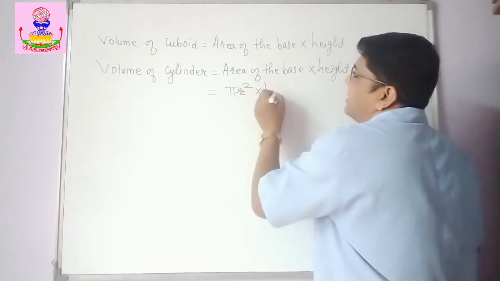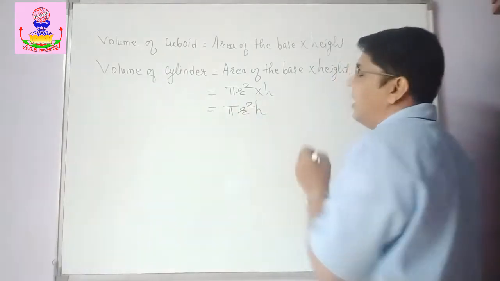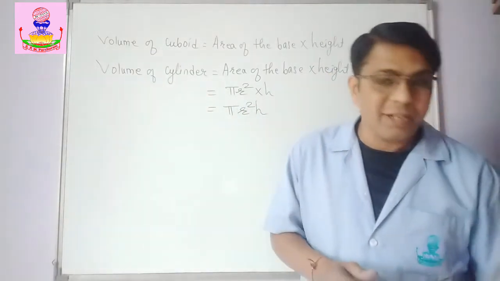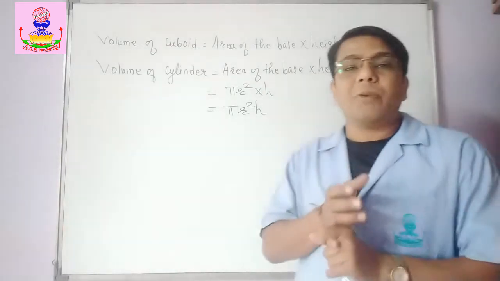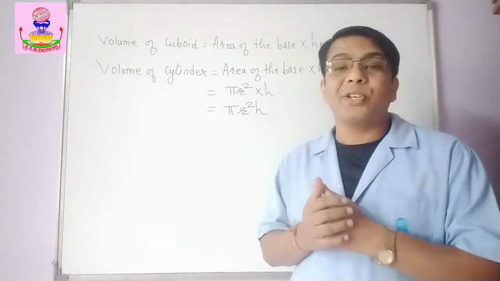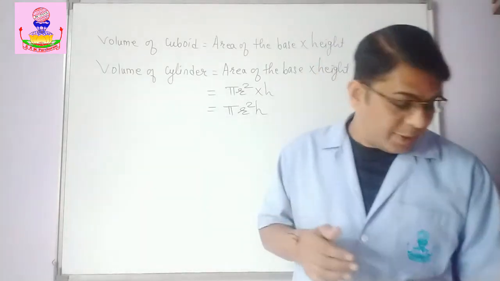And what is the height? H. And so volume of cylinder is pi r square h. So we have got the expressions for all the three. Volume of cuboid, length into breadth into height. Volume of cube, L cube. And volume of cylinder, pi r square h.